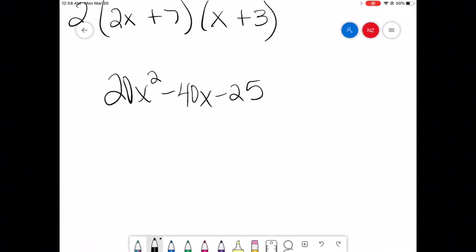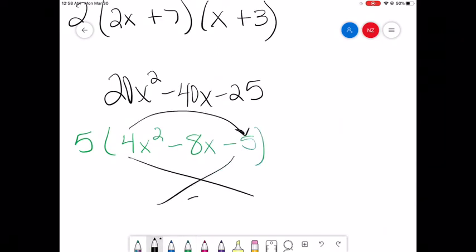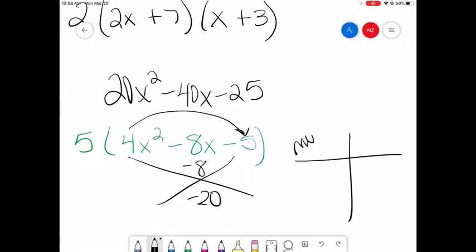I think they all go into 5. So I'm going to take out a 5. And then I have 4x squared minus 8x minus 5. A times C, drop down B. Multiply to give me negative 20. Add to give me negative 8.